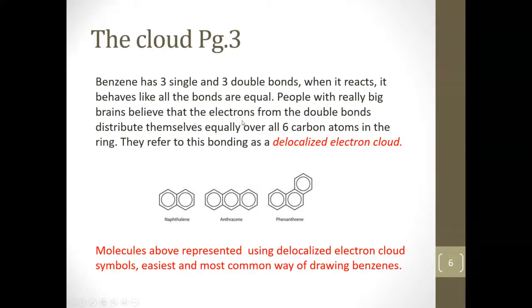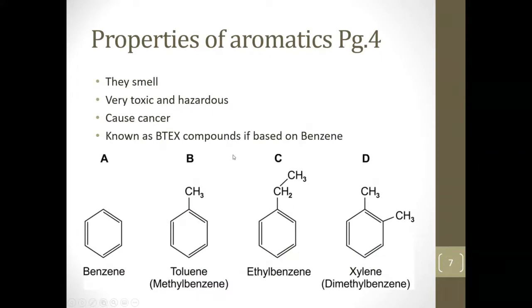People smarter than us believe that the electrons from the double bonds actually distribute themselves equally around those six carbon atoms in the ring, and they have thus called it a delocalized electron cloud, and they decided that they would draw it a little bit differently here. And this is probably more common nowadays than it used to be. And the idea behind taking away the obvious single and double bonds here is kind of trying to represent that distribution of electrons. So these molecules that we see here are just aromatics that are drawn using this delocalized electron cloud symbol. And that's the easiest way to do it. So looking at the aromatics in terms of properties, obviously by name, you can assume that they smell.